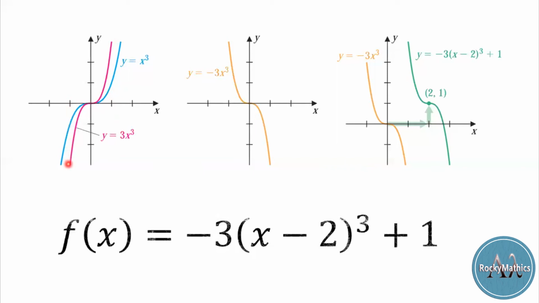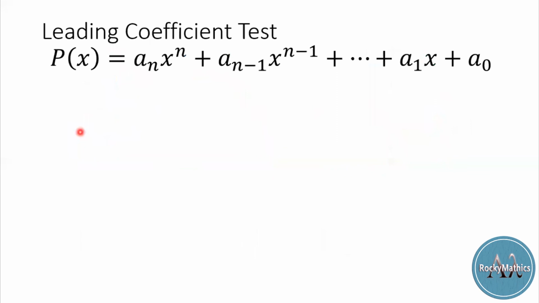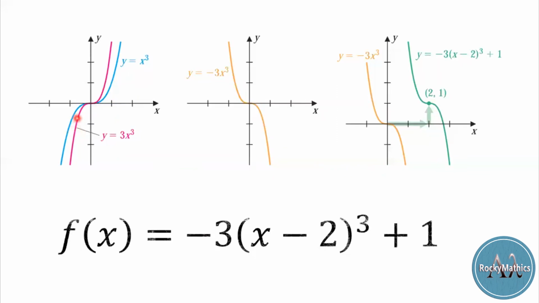That's why the pink graph looks like this. As you can see, this one is closer to the y-axis. So this is now the graph of y is equal to 3x cubed.